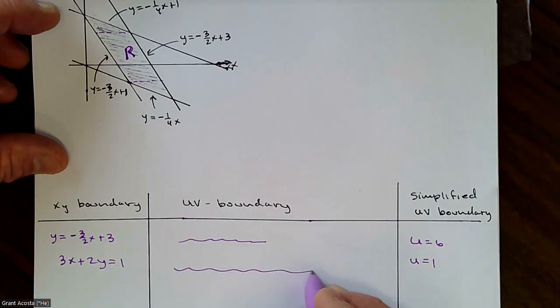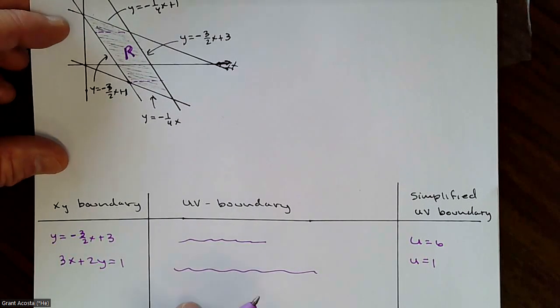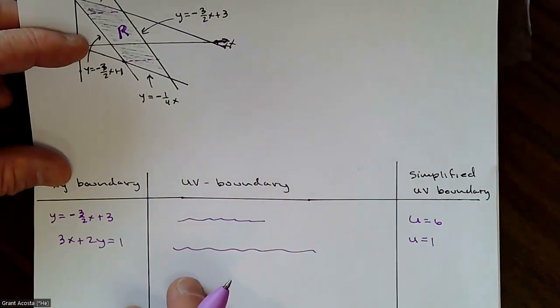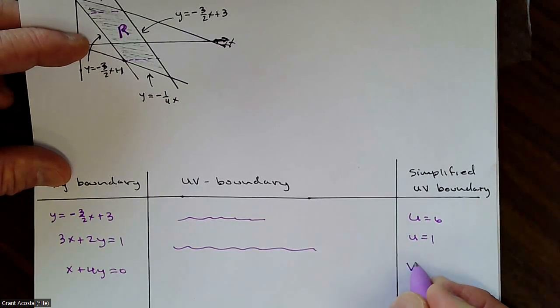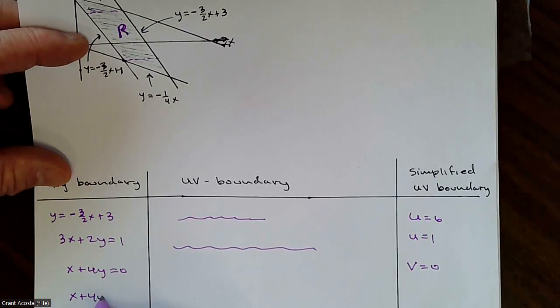You can skip a bunch of messy work inside here, which sometimes you have to do, but in this case, we don't have to. My other two boundaries were x plus 4y is equal to 0. That's going to correspond to v being 0. And x plus 4y equals 4 is v equals 4.